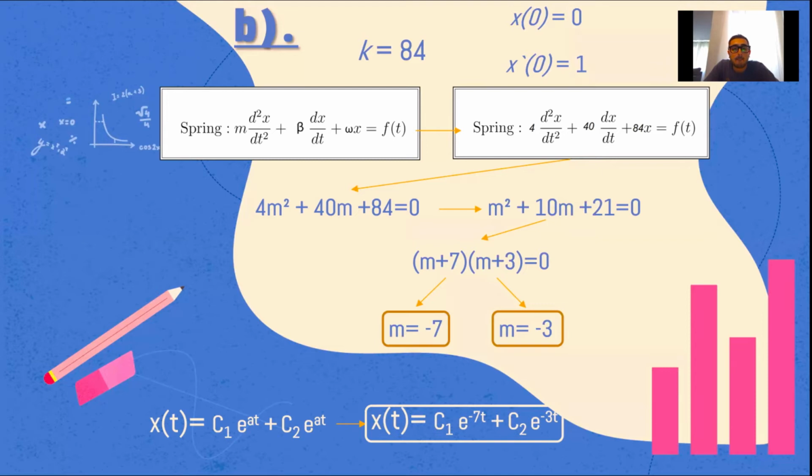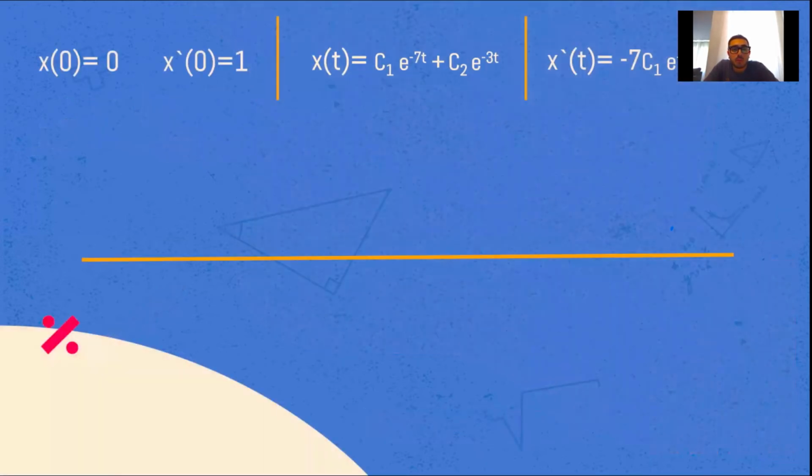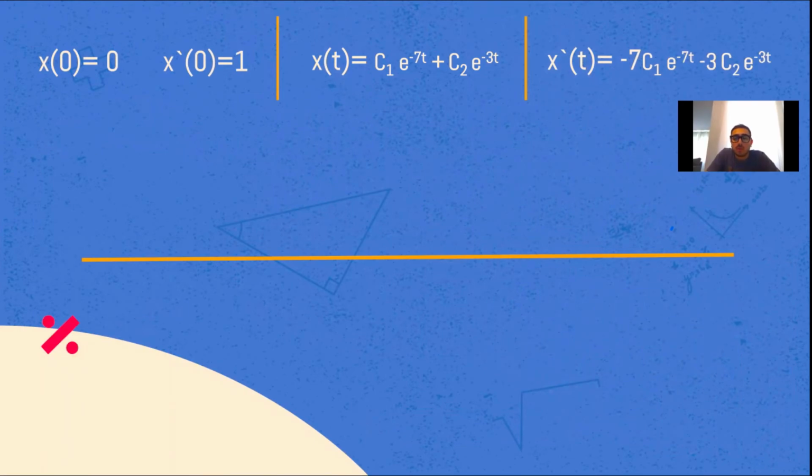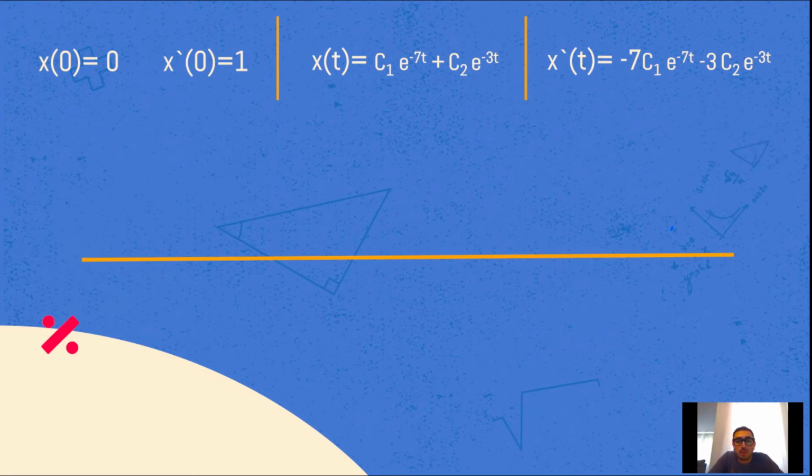So we use that equation, and we also have our x prime of t to the right of that, as we're going to use that equation in a second.